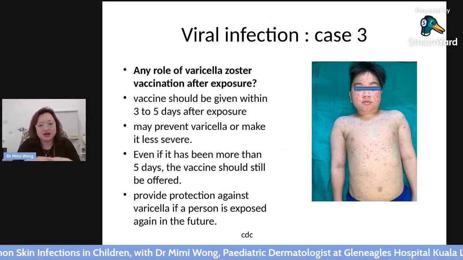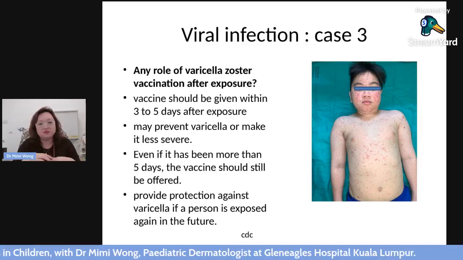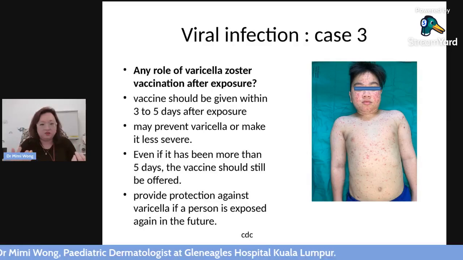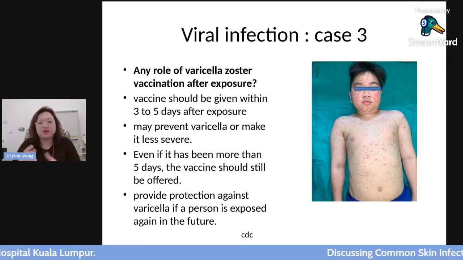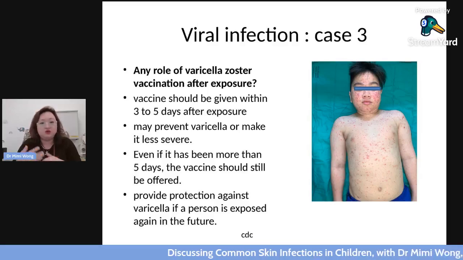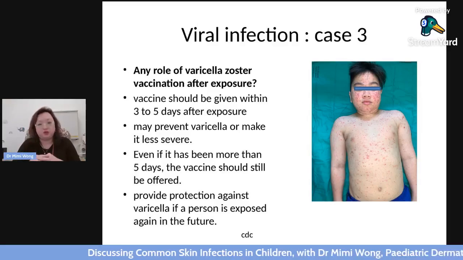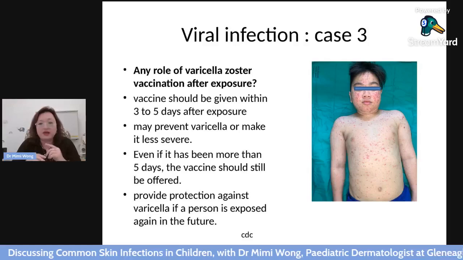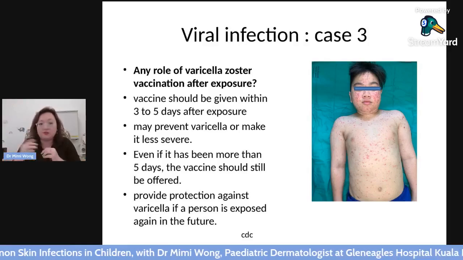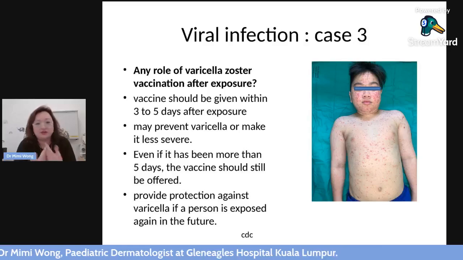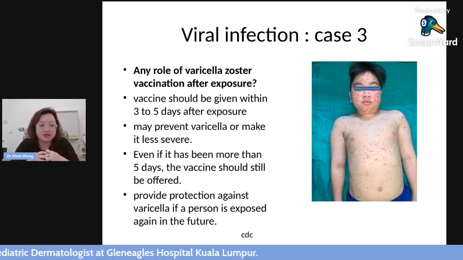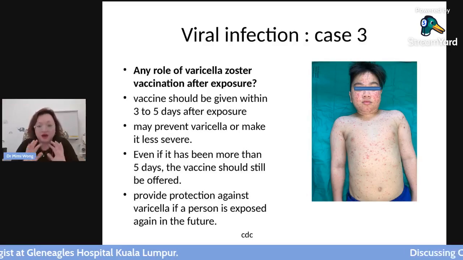I always get asked this question: after my child has been exposed to chickenpox, can I still give the vaccination? The answer is yes. Once you know that the child has been exposed, try to give the vaccine as soon as possible, ideally within 3 to 5 days after exposure. This may even prevent chickenpox from happening, or if the child eventually develops chickenpox, it may be less severe. It's really thoroughly worth it.